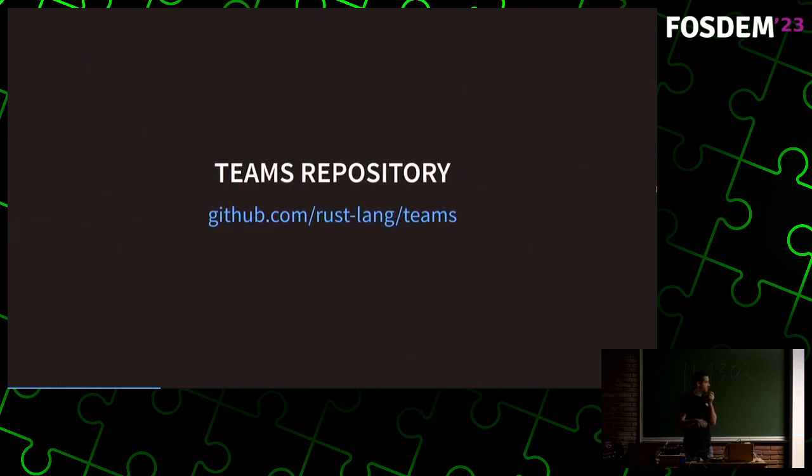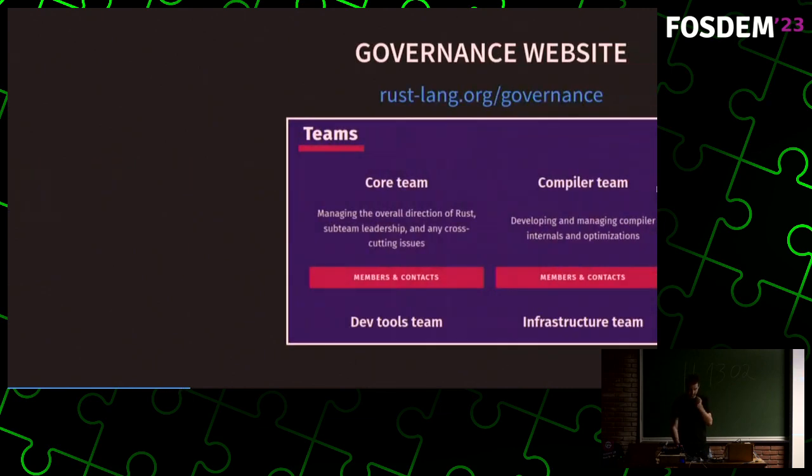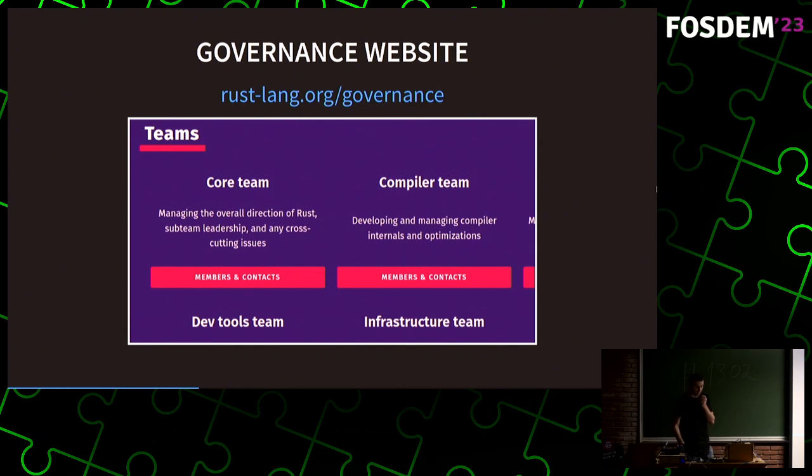So, an explanation a bit about how the bot is picking the people. We have a repository with the list of all teams and its members, formers, and everything. And the bot basically picks someone from this repository. And this website, the governance page on the rustlang.org website, is generated from it. So if you need to contact someone from one of the teams, for whatever reason, that's where you go.